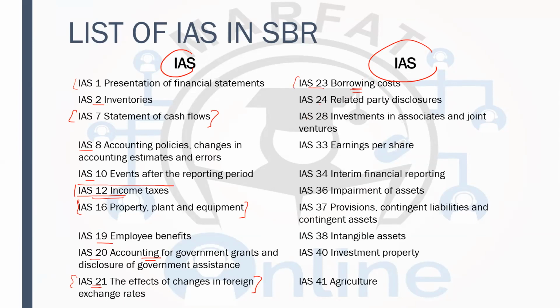Related party transactions, yes, this is one of my guesses for this upcoming attempt. And EPS, and then impairment of assets, and then provisions. Intangible assets, this is what I can expect this time. If IAS 16 is not coming, then there would be IAS 38. Investment property, and then we have agriculture.